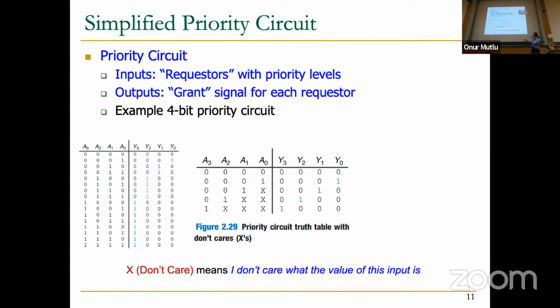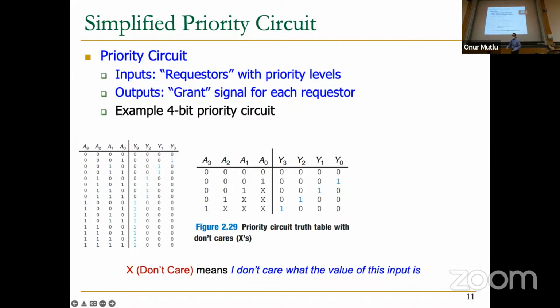Now we're introducing some new terminology, X. X means don't care. Meaning, in this case, for example, the way we read the last row is, if A3 is 1, it doesn't matter what the values of A2, A1, and A0 are, then Y3 should be 1, period. And the other outputs should be 0, clear, right? And again, similarly, if A3 is 0 and A2 is 1, it doesn't matter what A1 and A0 are, Y2 should be 1, and Y3, the other output, should be 0. And you can basically keep doing the same thing. Now, this is a much cleaner, easier truth table.